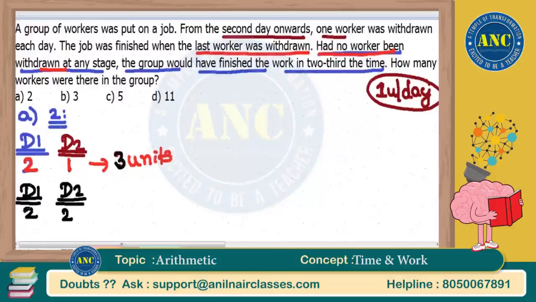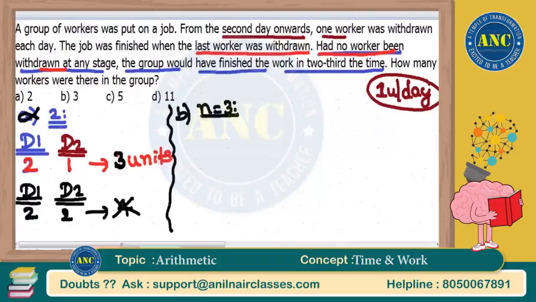But on day 1, 2 people worked. On day 2, only one of them should work to make it 3. But 2 people are working, so it will be more than 3 chocolates. The answer cannot be more than 3 chocolates because the total work itself is 3. Therefore, it is violating the condition. This is ruled out. If I take the second case, let the number of workers be 3.